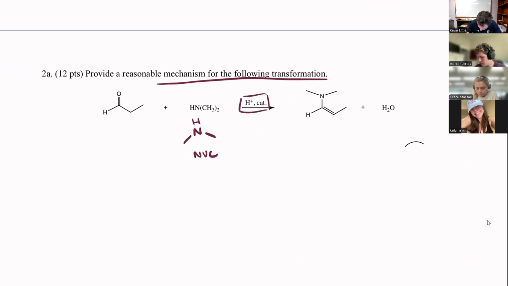What is this? Acid? Aldehyde. This is how he writes H+. Acid, right? It's just a proton. It's just a proton source is what he's trying to say. What does cat mean again? Catalyst. Kinda. It's catalyzed by acid. That's what he's trying to say.